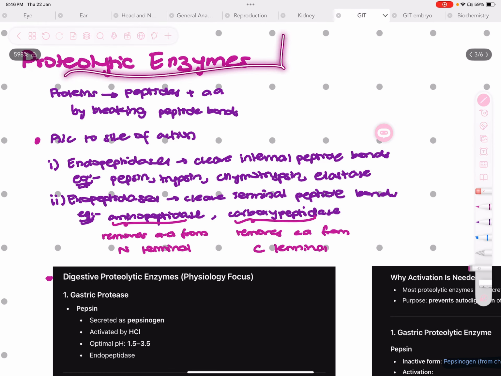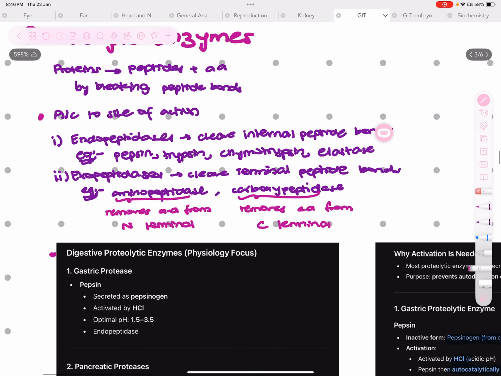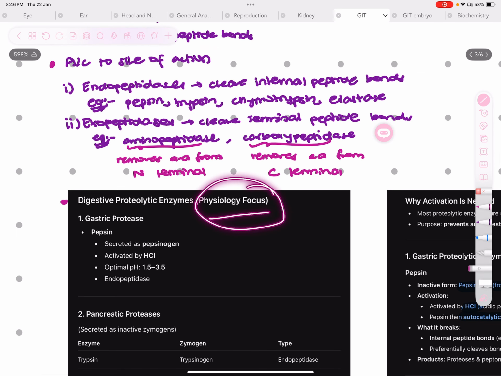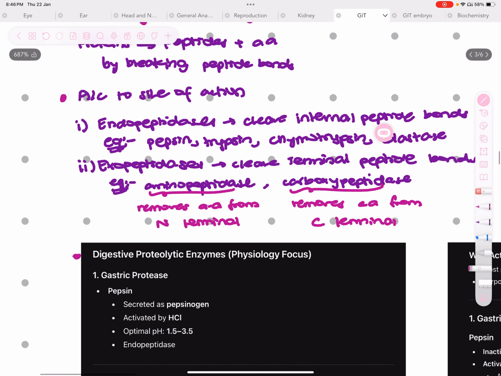So we're discussing proteolytic enzymes. They're divided into two classifications. One is according to their site of action, and the other is according to their physiological focus, or in other words, what part of the body they are primarily active in. So first of all, according to the site of action, whether they cleave internal peptide bonds or external or terminal peptide bonds. So internal or terminal. On the basis of that, they divide into endopeptidases and exopeptidases.